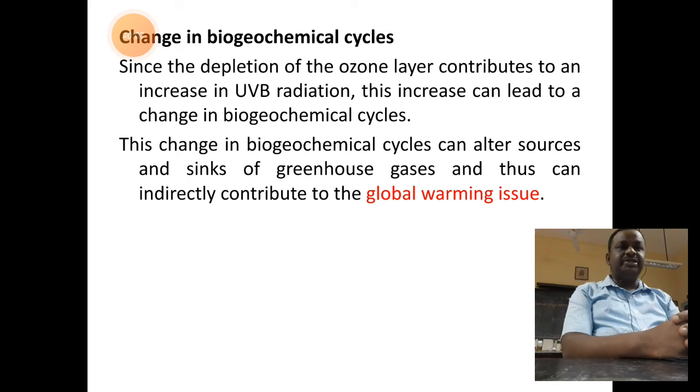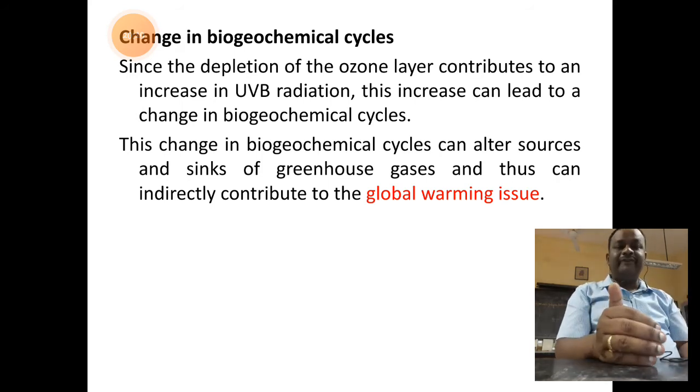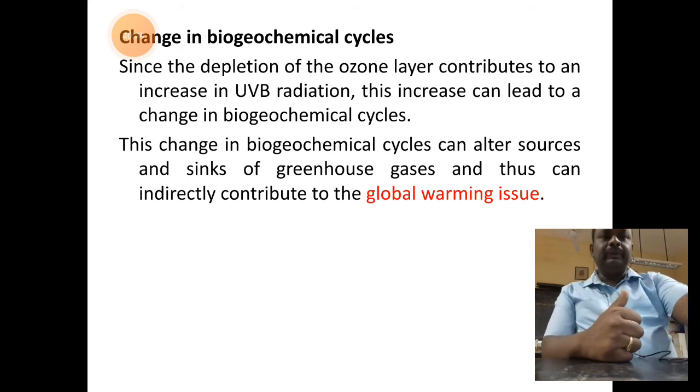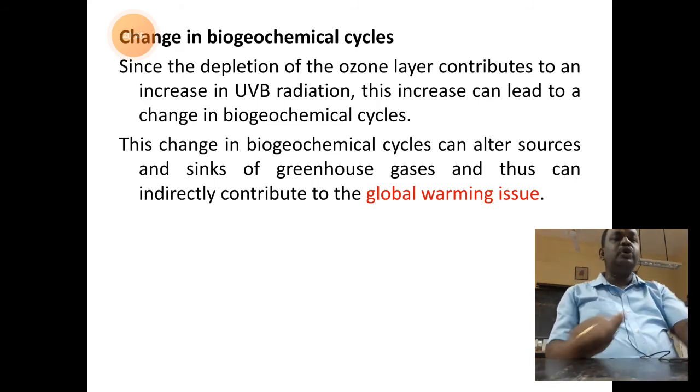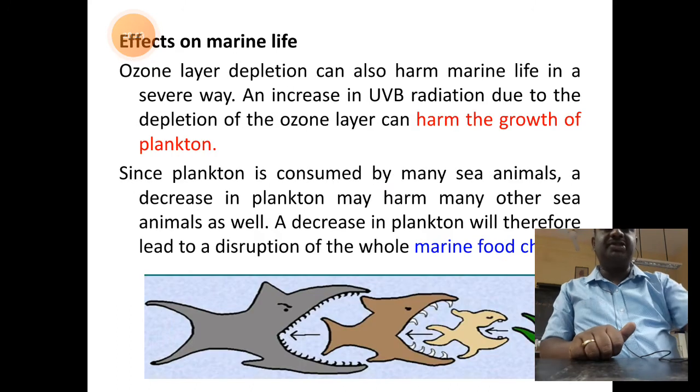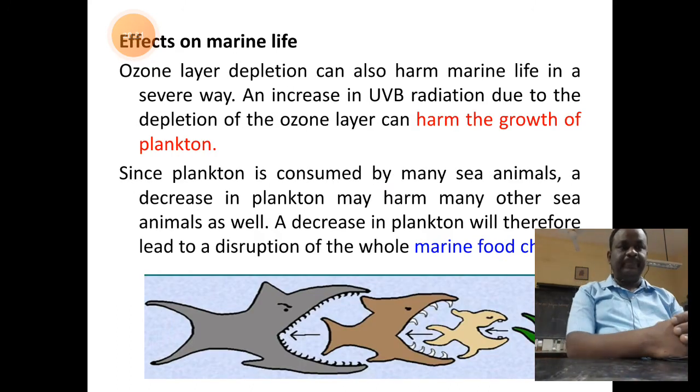Ozone layer depletion also affects the biogeochemical cycles such as carbon cycle, oxygen cycle, nitrogen cycle, etc., due to the increased production of greenhouse gases and global warming. And it is mainly due to UVB type of radiations from the sun.